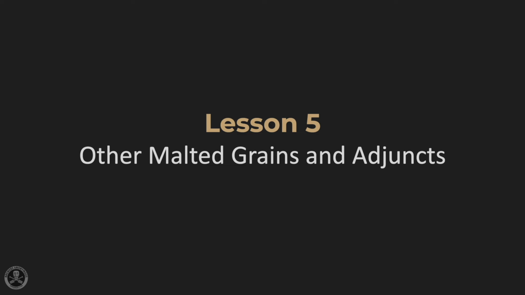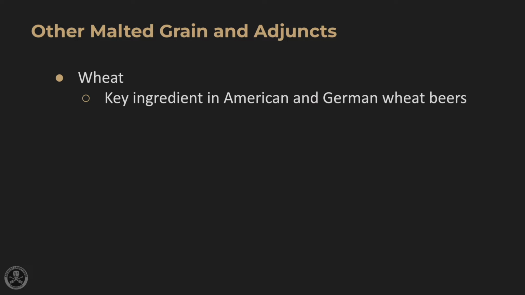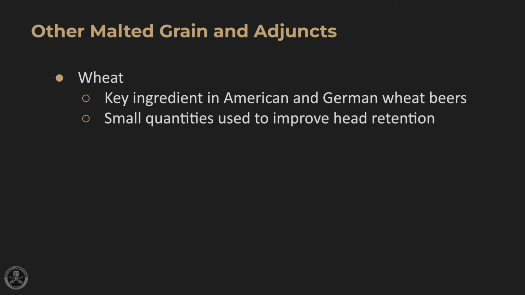So, let's get started. Malted barley is an extremely widely used ingredient. Possibly the next most widely used ingredient is wheat. Wheat is a key ingredient in German and American wheat beers. It's also used in small quantities to improve head retention in other styles.